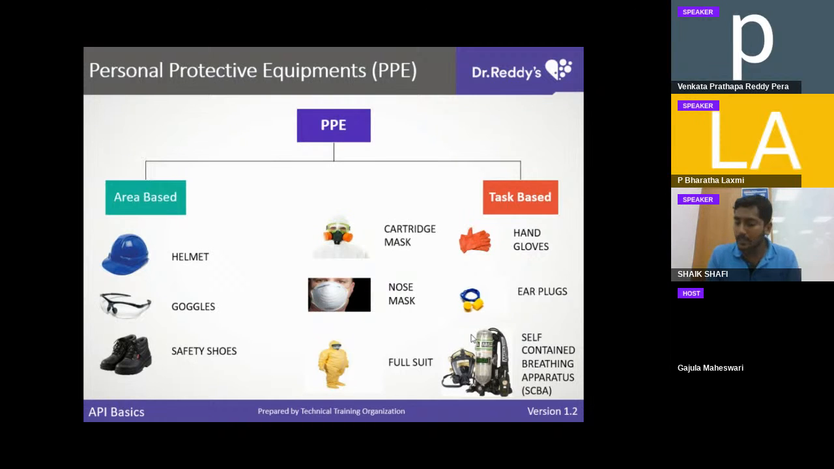This is related to PPE. Any questions on PPE? Lakshmi, in which cases is SCBA required?